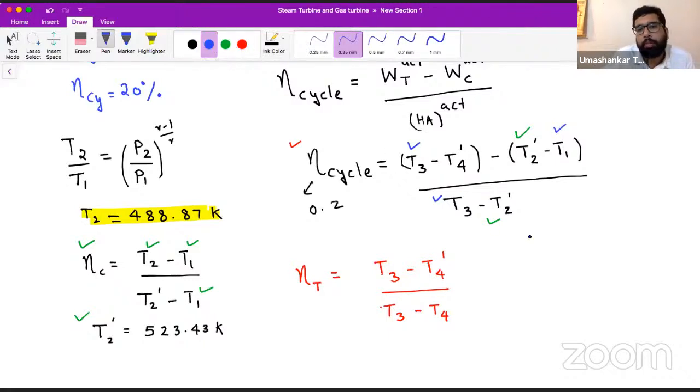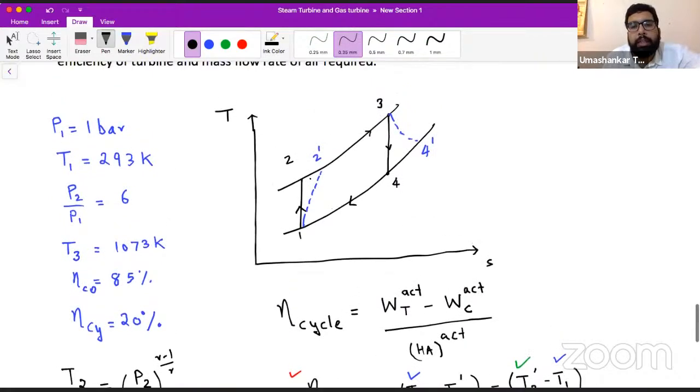You will have your T4 dash, and T4 dash is coming out to be 732.65 Kelvin. Now here you have the value of T3, you have the value of T4 dash. So now you require T4.